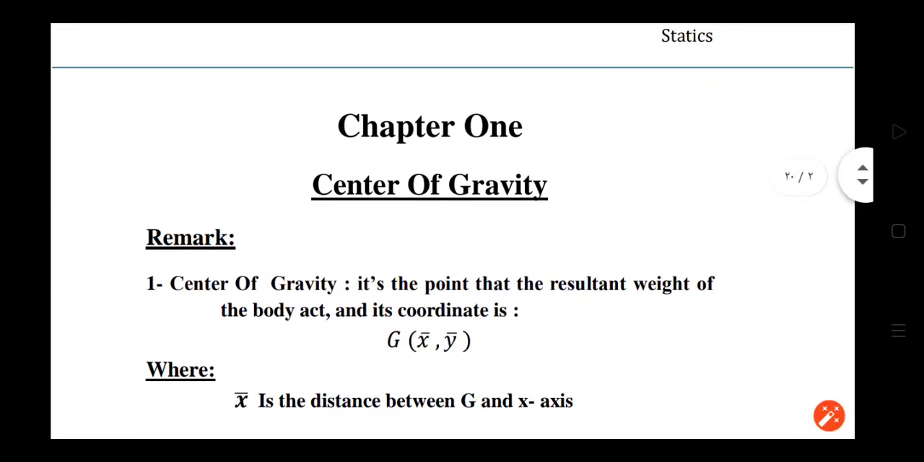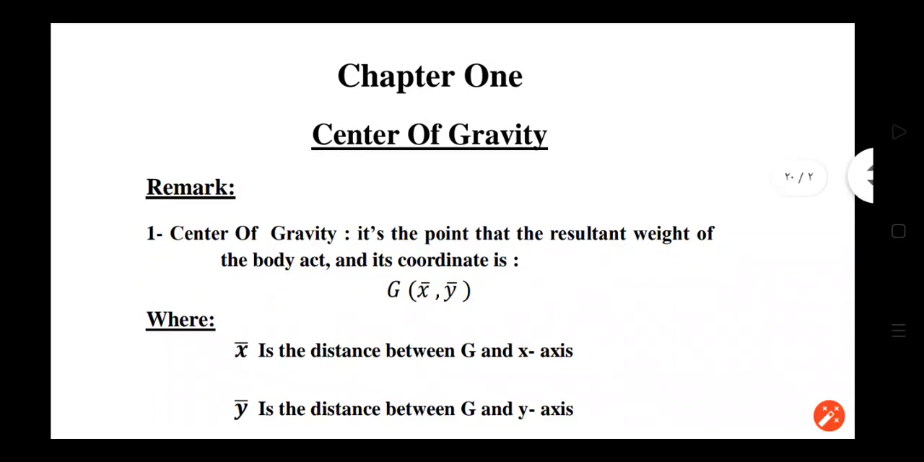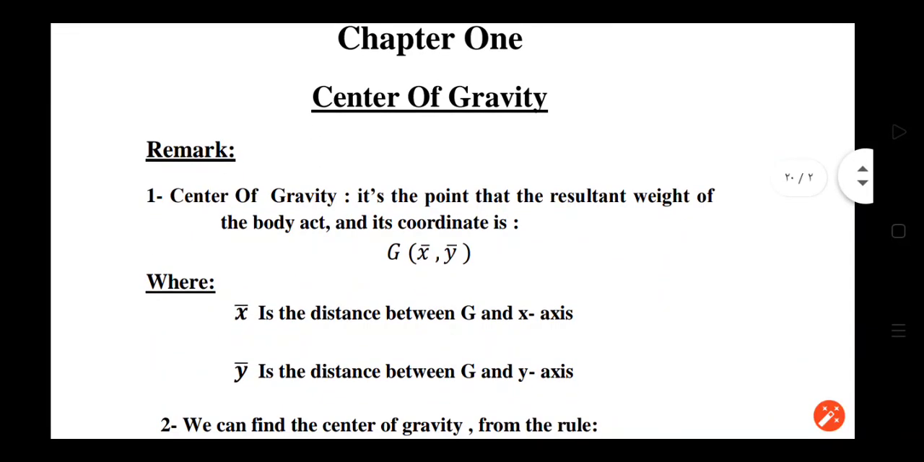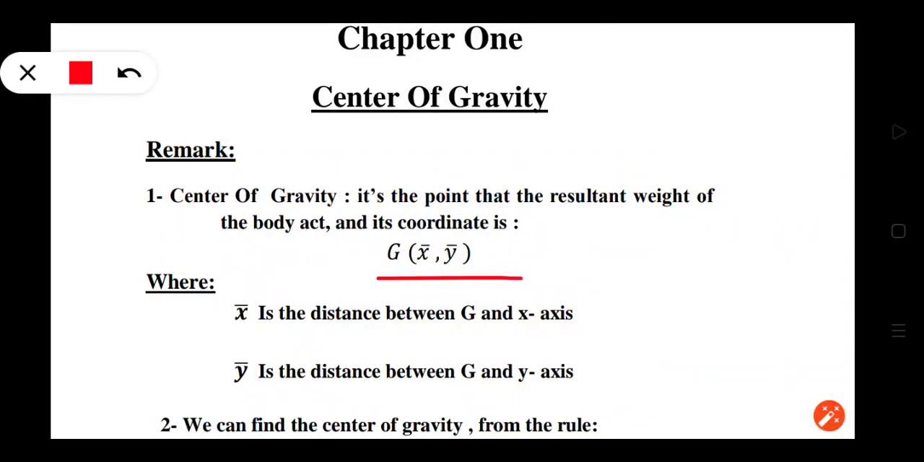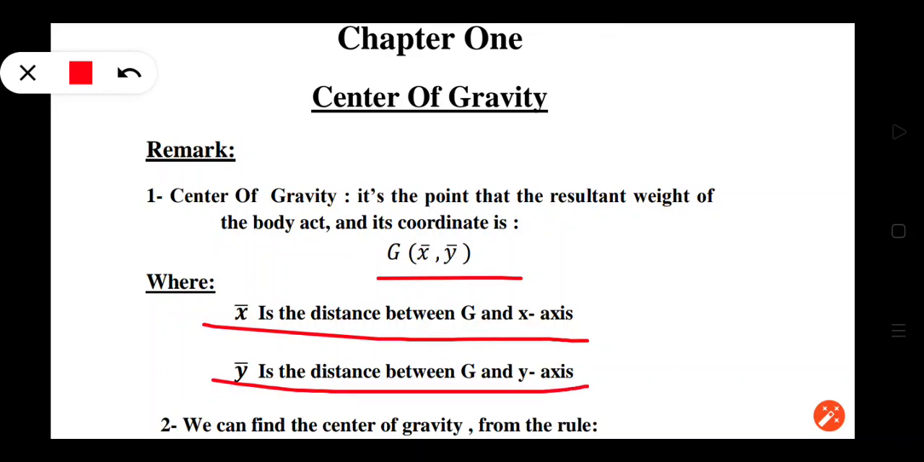Firstly, we should know some remarks that help us to solve different examples on center of gravity. Center of gravity is the point at which the resultant weight of the body acts, and its coordinates are G (x bar, y bar). G means the point, x bar means the distance between G and the x axis, and y bar means the distance between G and the y axis.